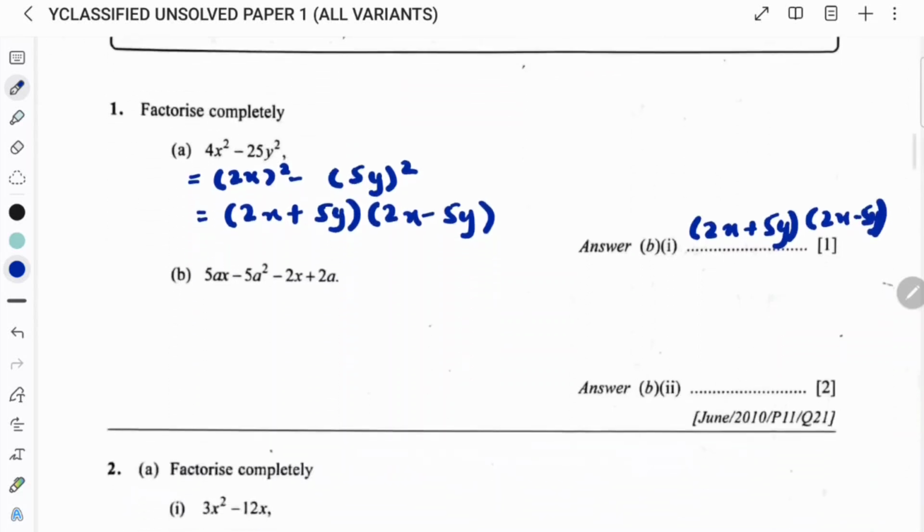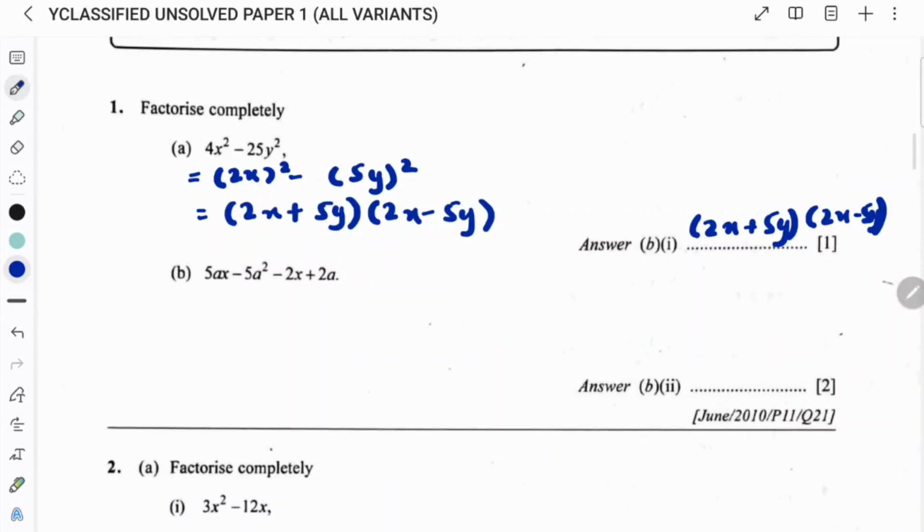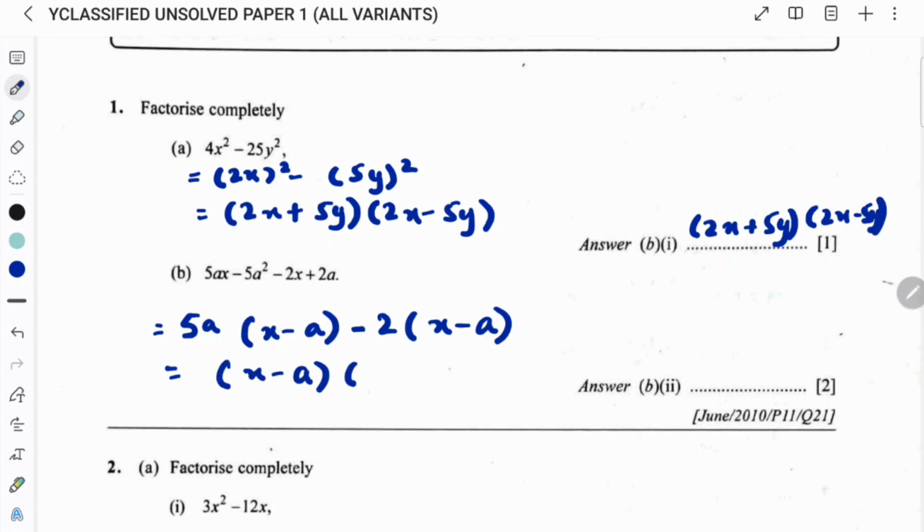Alright. So the next question, there are 4 terms, so we'll solve this by grouping. In the first two terms, we have 5a common, and then x minus a is left, and then the minus sign is there in between. So what is common? Only 2 is common, and then again x minus a. Because there is a minus sign behind the bracket, the inner signs will change. So the answer will become x minus a and 5a minus 2. x minus a and 5a minus 2.